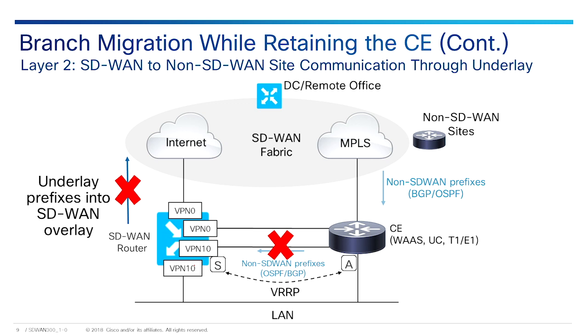So in this case, the SD-WAN router should not know about non-SD-WAN prefixes. All right? So this non-SD-WAN router has no idea that that route exists. Those prefixes are only known to the CE because we want that traffic to route through the CE. So now the CE has all the non-SD-WAN routes.